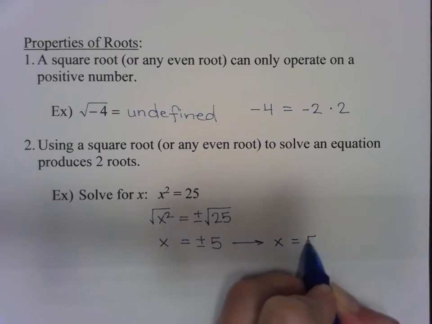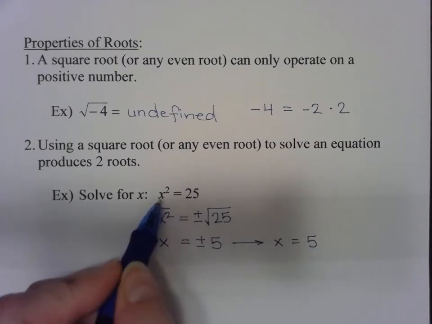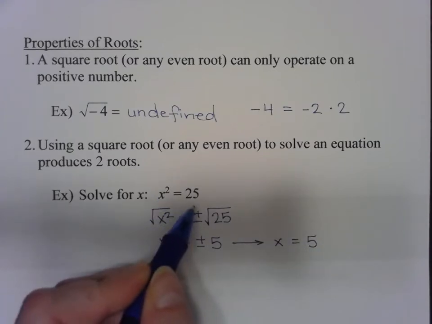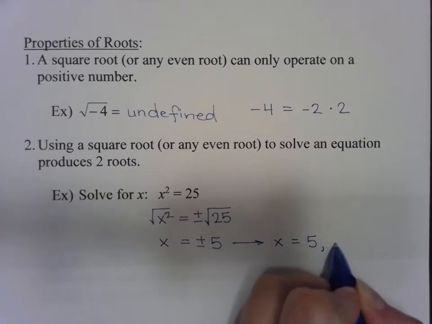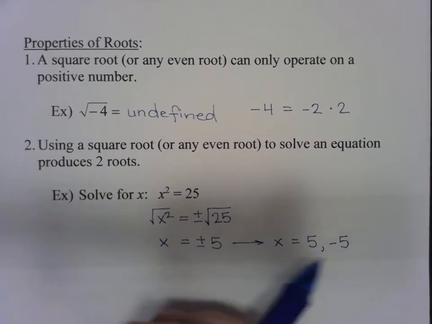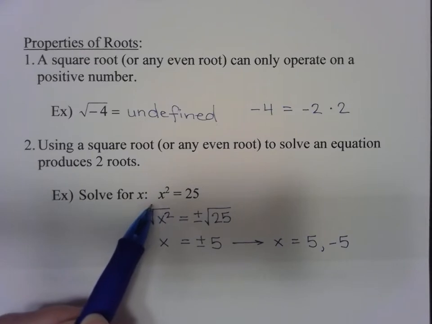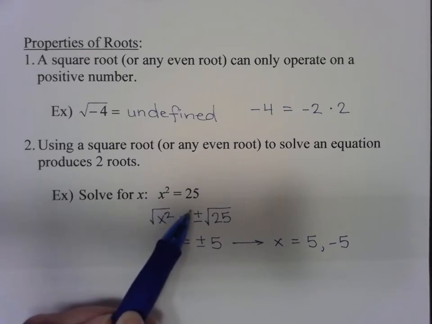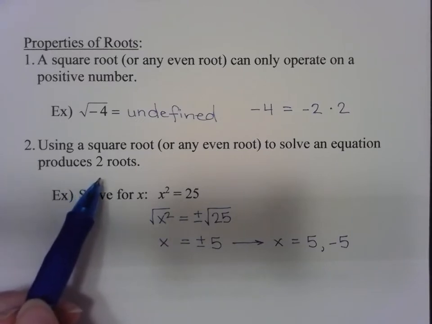X could be 5. Think about plugging that in. 5 squared is 25. Or X could be negative 5, because negative 5 squared, negative 5 times negative 5, would become a positive 25. So these two roots, one of them being a positive root, one of them being a negative root, right? And those are going to show up anytime we're solving an equation, mostly because we want to get all the possible solutions.